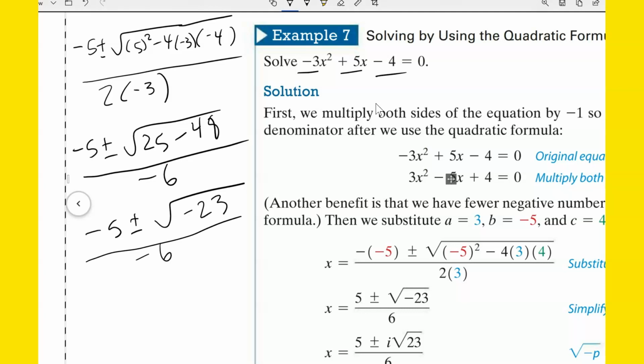Now, what do we do with the square root of a negative? When a negative is underneath the radical, I need to treat it like it's a positive number and just put an i with it. So it's negative 5 plus or minus, 23 won't break down, so I'm just going to bring an i outside of it and put it in front of the radical and make it become a positive 23 under there, over negative 6.